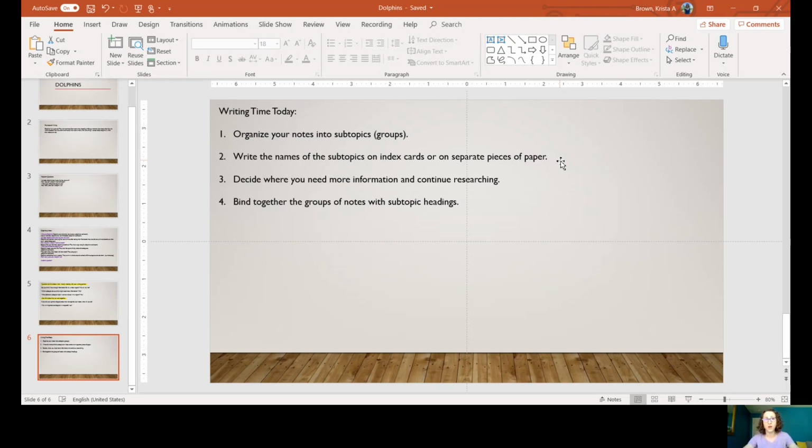Then you've got to decide where you need more information. I would wait on that one until after you have met with your partner. I mean, unless you automatically know that you need more information, then obviously keep doing that. And then bind together, just put together your notes with your subtopics in an organized way so that when you come back to writing the next day that you are prepared.